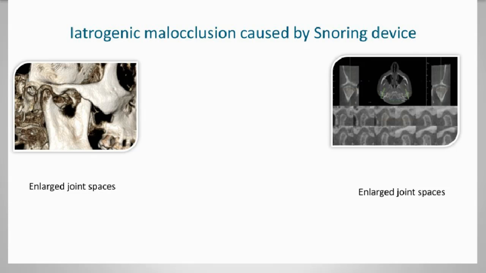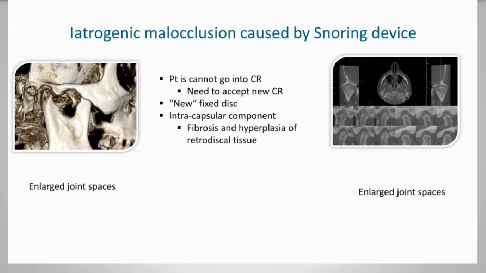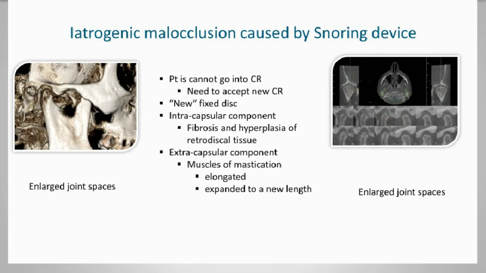What happens now is the patient has acquired a new centric relation, and we now need to accept that position as the patient's new centric relation. He has a fibrotic disc. He has a new pseudodisc, really. There's an intracapsular and an extracapsular component of this problem. The disc is now fibrotic and basically has hyperplasia of the retrodiscal tissue. And then, more globally, there's an extracapsular component, which is muscular adaptation. These muscles, after 5 years, have been elongated and expanded to a new length. So it's fair to say this is irreversible at this point. That mandible is now positioned in its new jaw position, if you will.